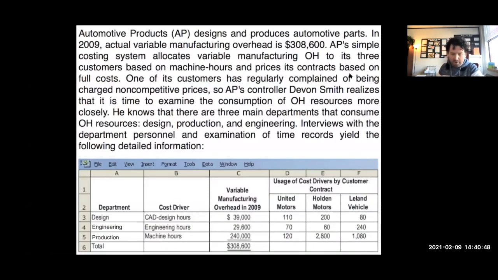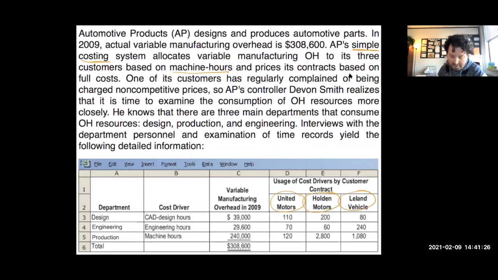So here we have Automotive Products, which designs and produces automotive parts. In 2009, actual variable manufacturing overhead is $308,600. That's our total overhead, $308,600. AP's simple costing system allocates overhead to its three customers, United Motors, Holden Motors, and Leland Vehicle, based on machine hours. So that's our simple costing allocation base, or cost driver, machine hours, and it prices its contracts based on full costs.